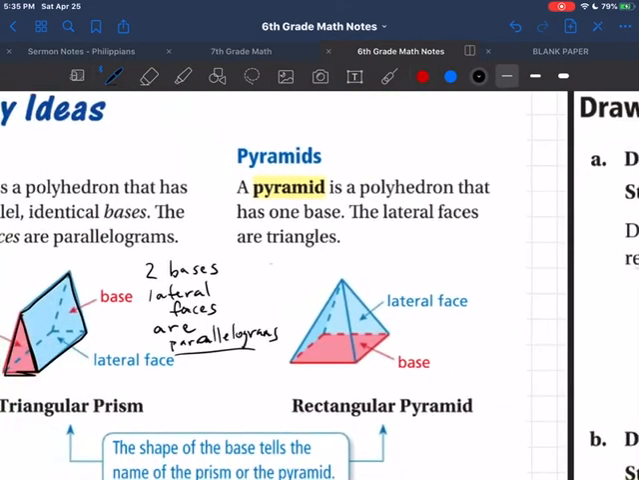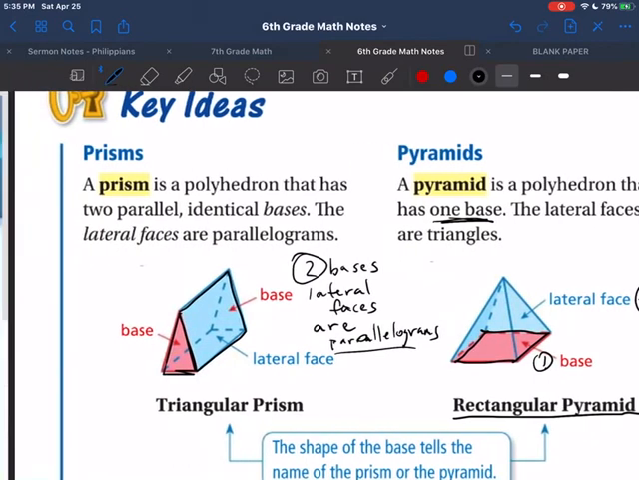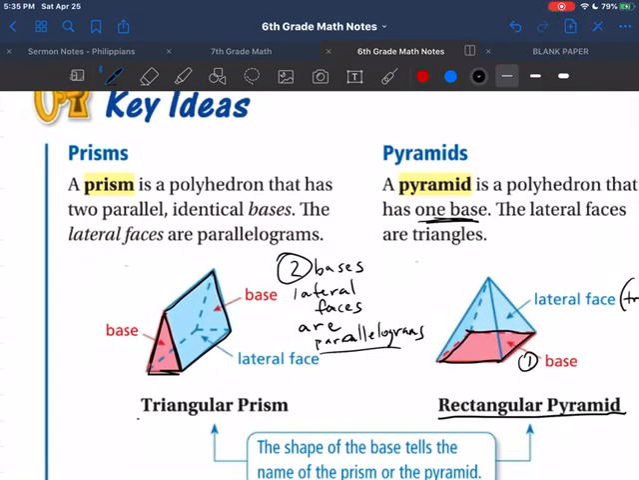We have the pyramid. So the pyramid is a polyhedron that only has 1 base. And the lateral faces, instead of being parallelograms, the lateral faces are triangles. And it has only one base. So this one has two bases, this one has one base. That's kind of what makes it. And since the base here is a rectangle, it's called a rectangular pyramid. Over here on the prism, the base is a triangle, so it is a triangular prism.